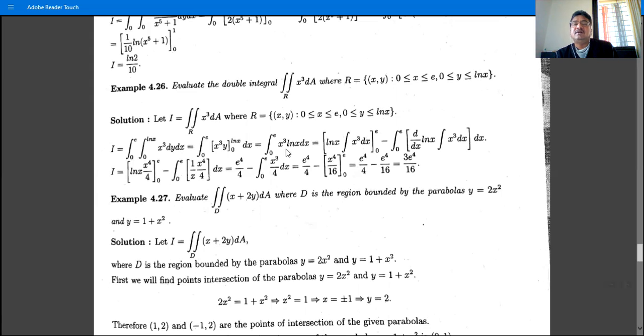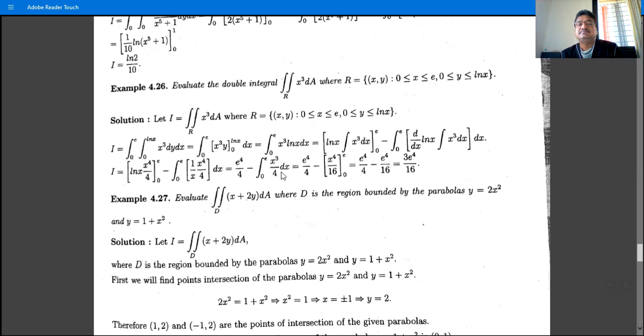And then now integration of x cube into log x dx by using the by parts rule. By using the by parts rule, that is, first is log x, integration of the second, x cube, integration minus integration of the derivative of the first times the integral of the second. And then we have this answer.